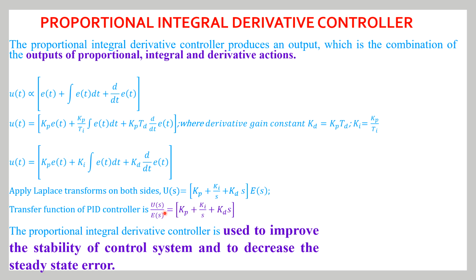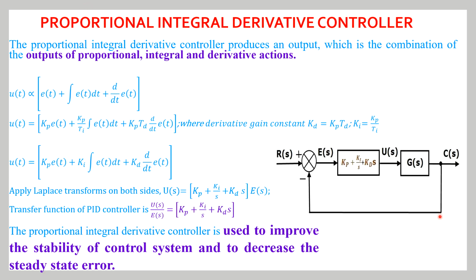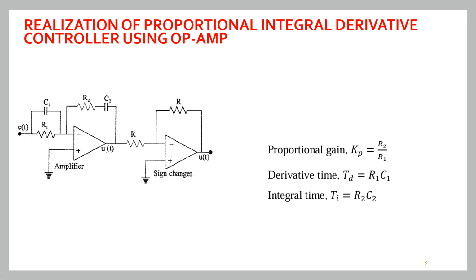So whenever we look at the transfer function, we can understand the controller used as a PID controller. And what is the purpose of a PID controller? It will improve the stability of the system and try to decrease the steady state error.